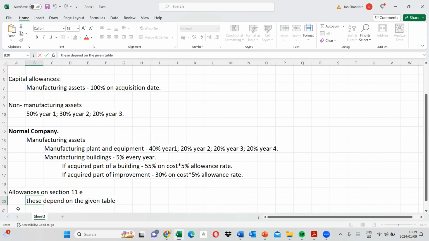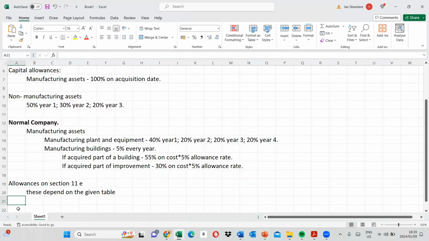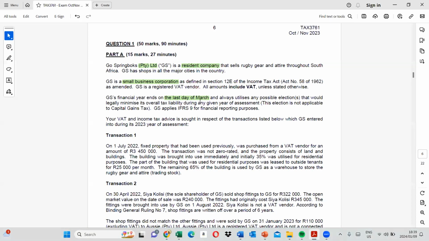So they'll give a table for, say, small items like teaspoons, photocopying machines, and all those small items, and delivery vehicles. In that case, you calculate your allowances based on the table that they'll give you. I'm sure you guys can see now the differences between a small business and a normal company. All right, so let's look at the question that you guys did.